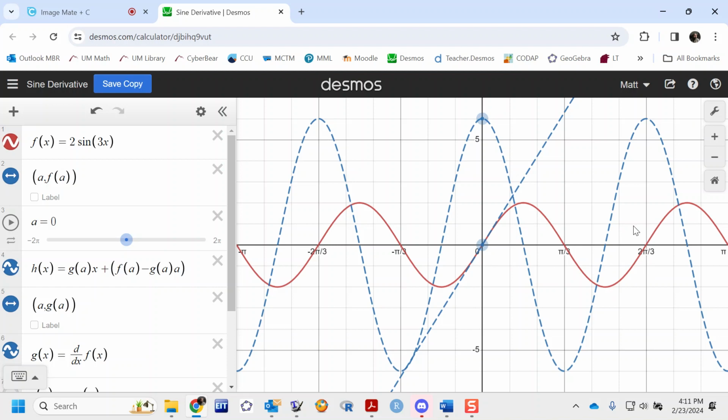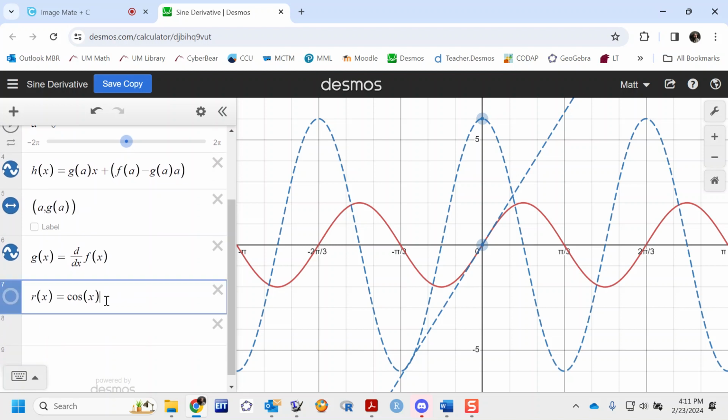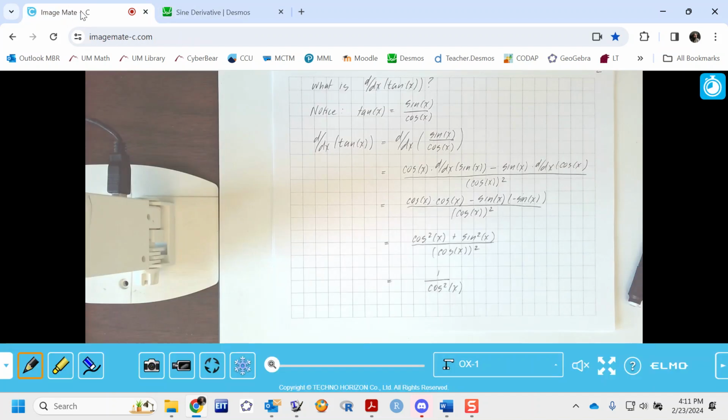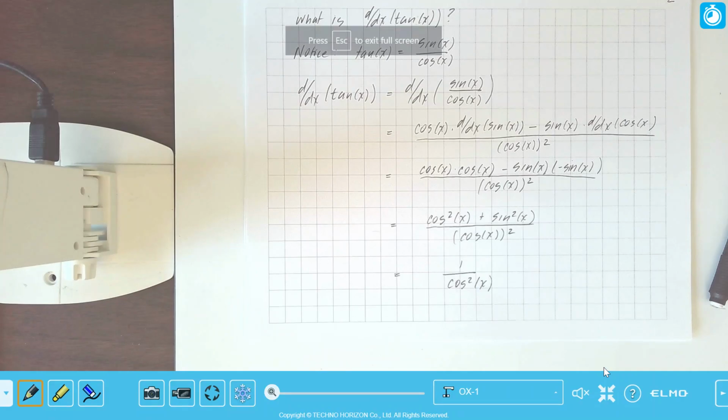So let's see if we can go after this analytically, and we'll come back to add its derivative here once we think we know what it is. Okay, so let's go ahead and switch back over to the notes, maximize, and get after it.